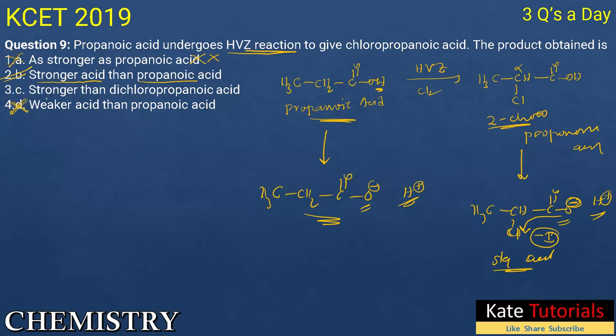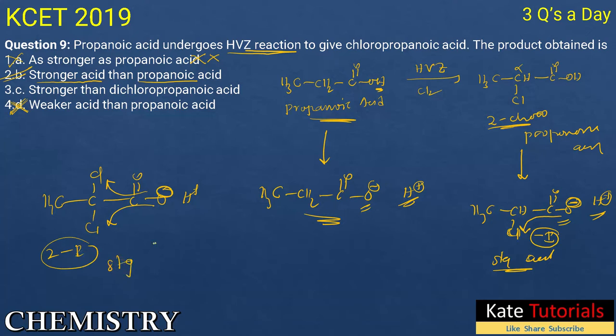A is wrong. What about stronger than dichloropropanoic acid? No, dichloropropanoic acid will be much stronger than this chloropropanoic acid. Why? Because two chlorine groups will be there in propanoic acid, so this negative charge will be stabilized by two minus I effects. So this will be stronger than chloropropanoic acid. But here they have given stronger than dichloro. This can't be, right? So this is also a wrong option. So the correct answer for the given question is B.